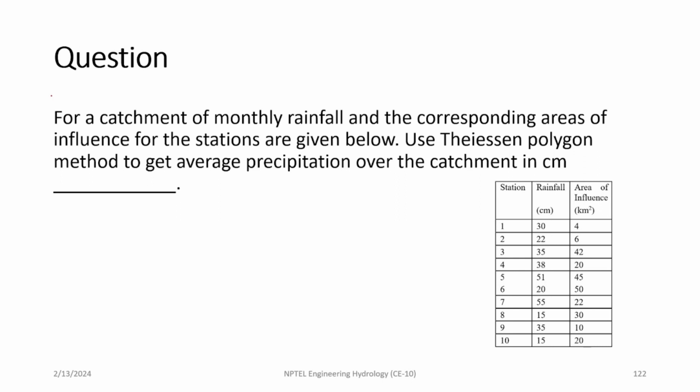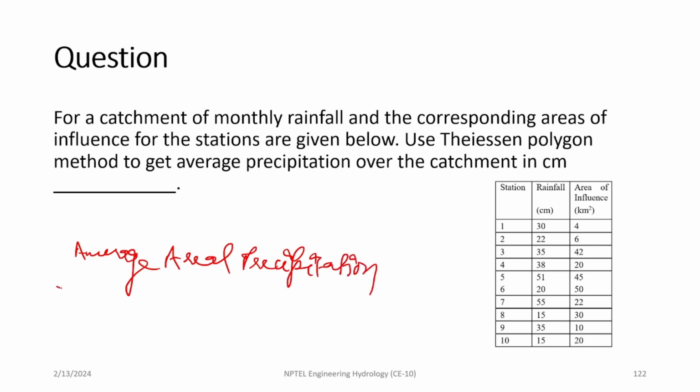Now this question is about computing the average areal precipitation. It has already been mentioned that we need to use the Thiessen polygon method. So can you tell how this Thiessen polygon method works? Can you tell a few points about it?